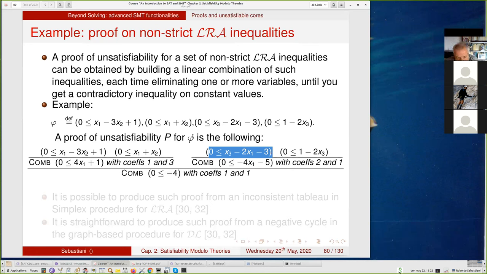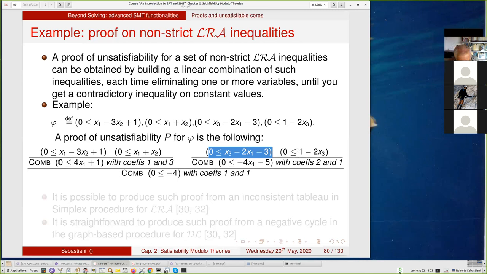If you take these two expressions here and you multiply them by respectively 2 and 1, here you have 2x3 minus 4x1 minus 3. Sorry, 2x3, because this has no x3 here. Okay, sorry, I got it wrong. 2x3 minus 2x3 is 0x3. Minus 2x1 multiplied by 2 makes minus 4x1, okay? And this is minus 6 plus 1 makes minus 5, okay?